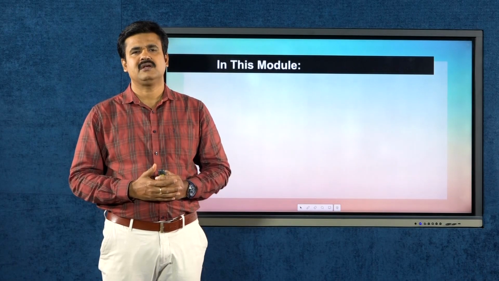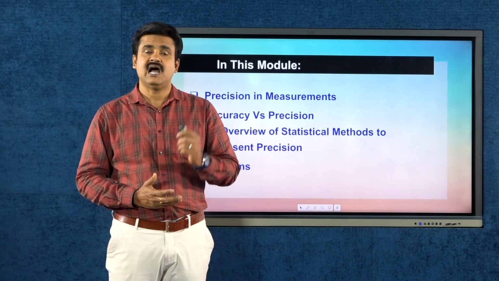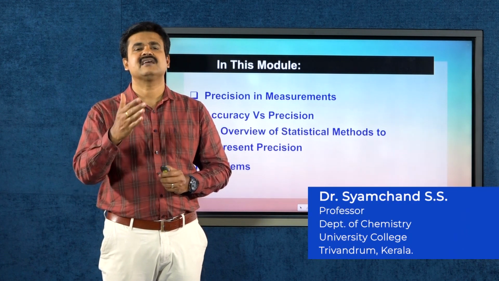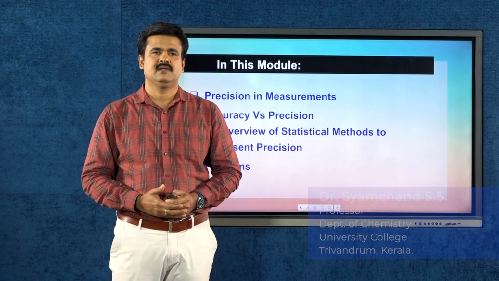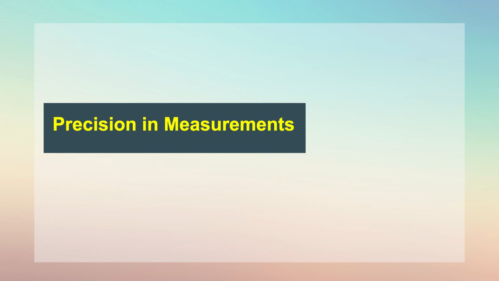In this module, we come across precision in analytical measurements, accuracy versus precision, an overview of various statistical methods to represent precision, and problems based on the statistical methods under our discussion. First of all, we are considering precision in analytical measurements.